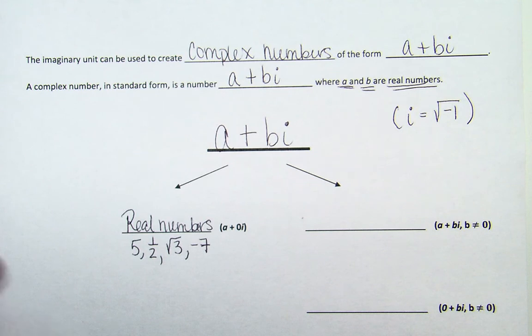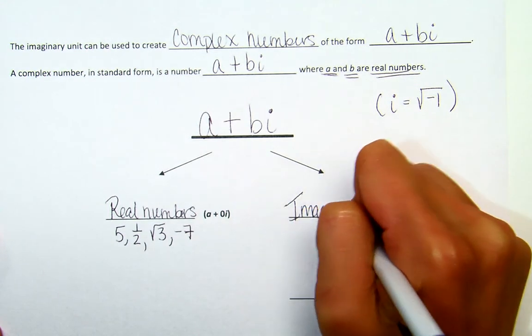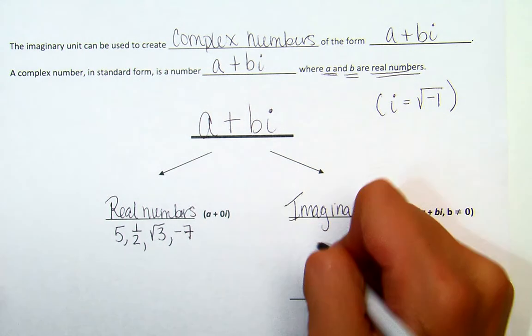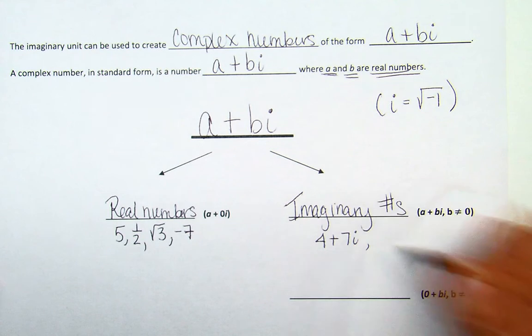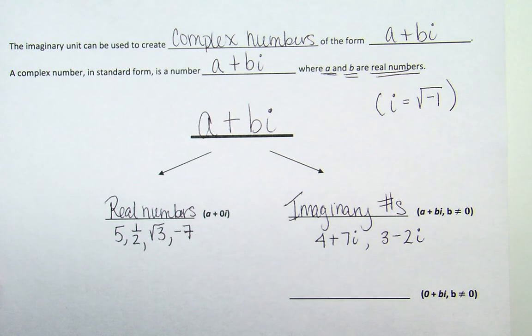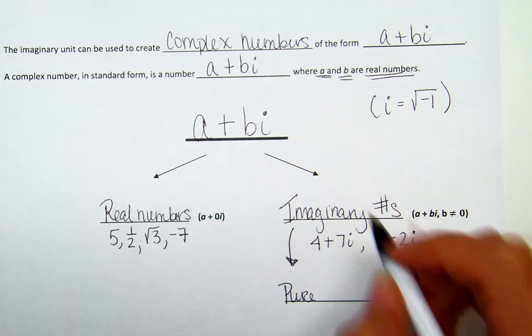Complex numbers also have another part to them that is called imaginary numbers. And imaginary numbers is of the form a plus bi, where b is not equal to 0, like they were for real numbers. And some examples of imaginary numbers are 4 plus 7i, that's actually an imaginary number. 3 minus 2i, so it can be plus or minus. So those are some examples of imaginary numbers. And imaginary numbers can be complex, where they've got a real number part and an imaginary part. But imaginary numbers can also be what we call pure imaginary numbers.